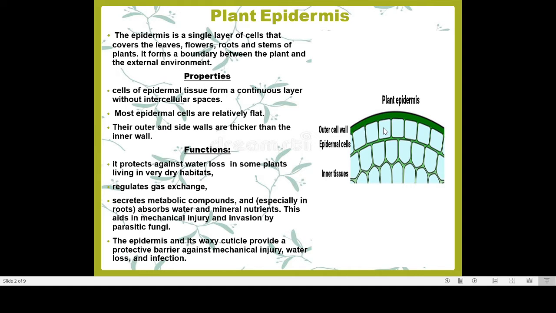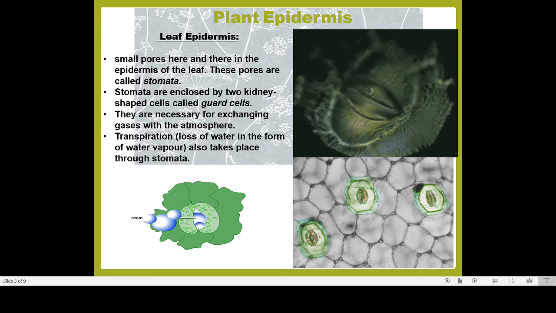As you can see in the diagram, the epidermal tissue is a flat and continuous layer which does not have intercellular space. The outer wall is much thicker than the inner wall. In general, plant epidermis functions to regulate gaseous exchange, and in some plants living in dry habitats, it protects against water loss. It also secretes some metabolic compounds which help against mechanical injury, water loss, and infestation by parasitic fungi. Now let us see leaf epidermis.